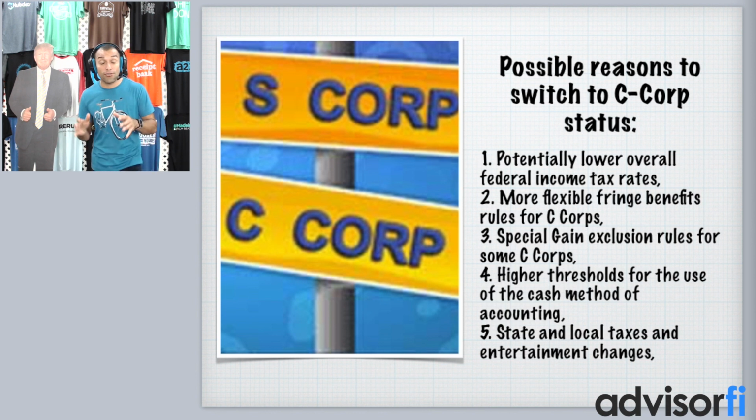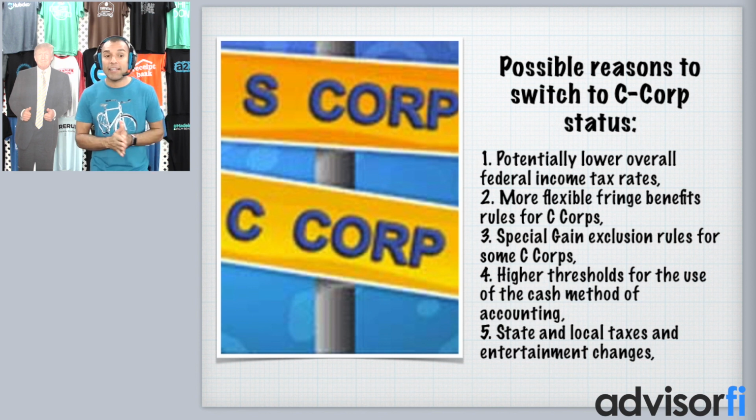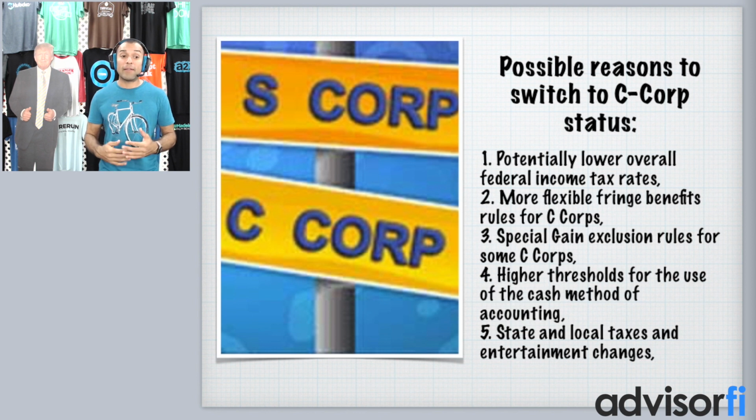Number 4, higher thresholds for the use of the cash method of accounting. So basically, under Trump's tax reform, corporation businesses with an average gross receipts of $25 million or less can use the cash method of accounting. This higher threshold may encourage many businesses to stay or become C corporations, or the averaging of the gross receipts under the cash method of accounting. And last but not least, state and local taxes and entertainment changes. Simply put, underneath Trump's tax reform, the deduction for individual state income taxes is severely limited, but these would be fully deductible by a C corporation.